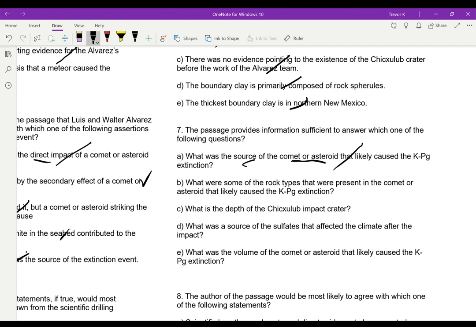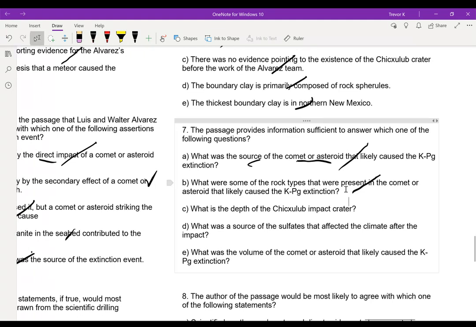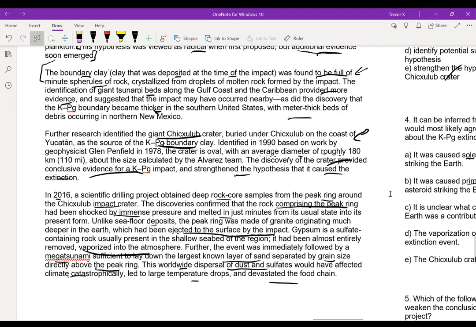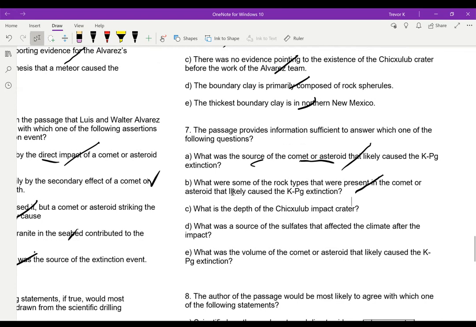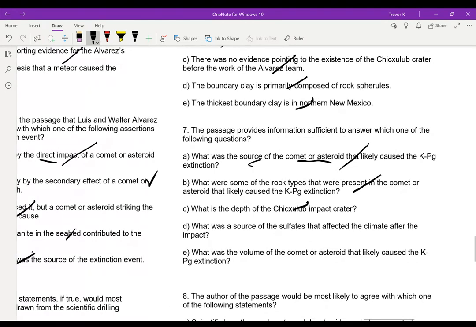So no. What were some of the rock types that are present in the comet or asteroid? Again, I don't remember getting much information about the asteroid. What is the depth of the Chicxulub impact crater? Did we get that? Let me check. What is the depth? So we get the diameter of the crater. Yeah, I don't see anything about the depth. So yeah, let's say no there.